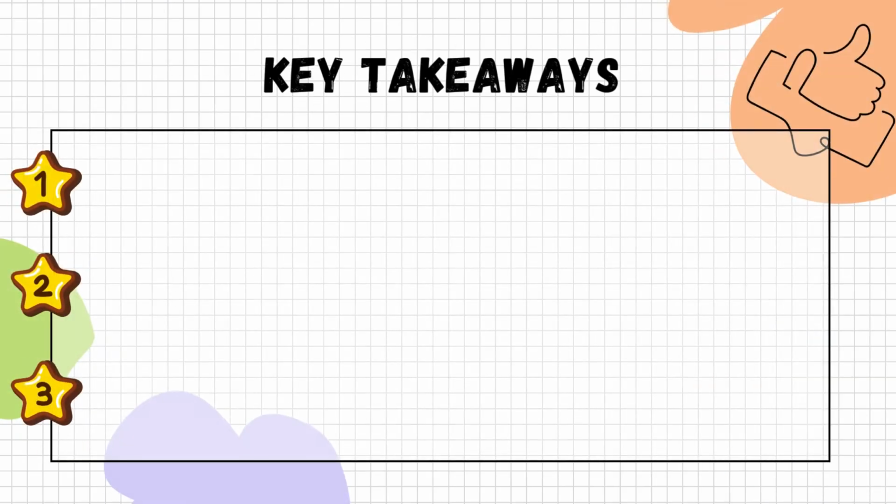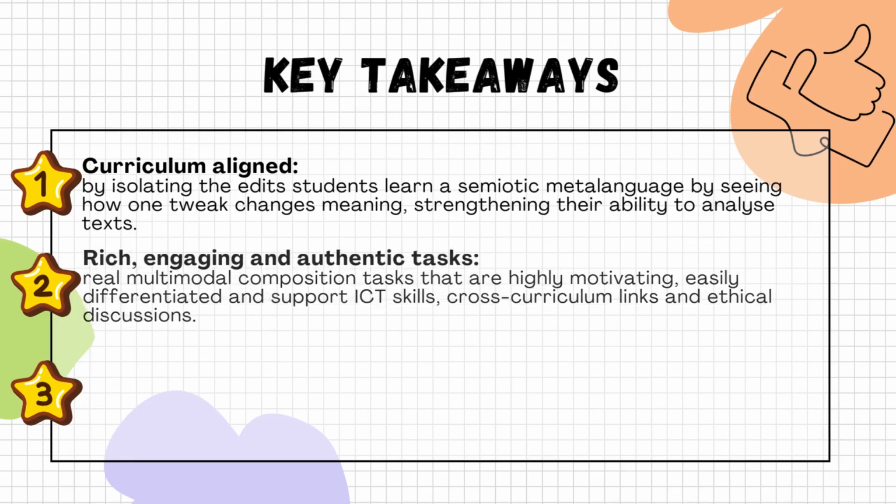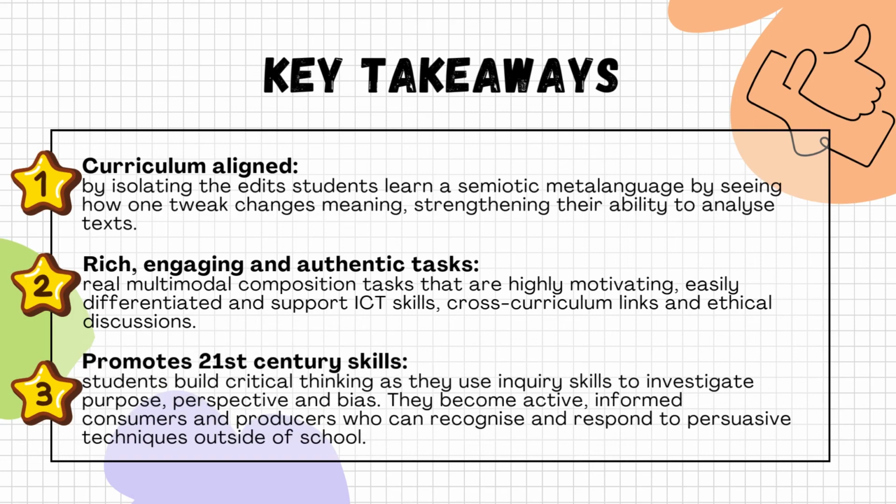3 reasons you need this strategy. 1. This strategy maps directly to many parts of the curriculum and helps students learn a semiotic meta-language through targeted edits. 2. It is authentic and engaging because students remix real media for real audiences. And 3. It builds 21st century skills such as critical thinking, inquiry skills, and civic agency by prompting questions about purpose, bias, and audience impact.